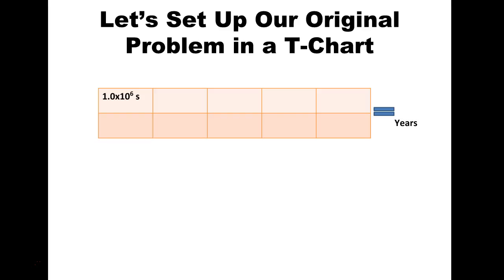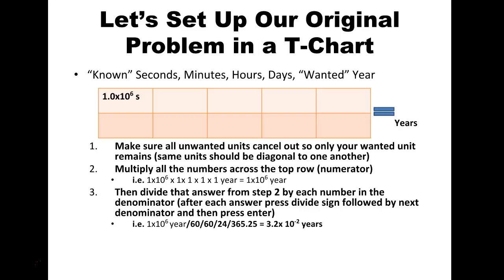Okay, so let's set up our problem here. We want to make sure all unwanted units cancel out, so only your wanted unit, the years, remains. So the same units should be diagonal to one another. The reason why you do this, for example: I want to get rid of the seconds that's at the top here. So if I divide by seconds, then I would cancel it out.